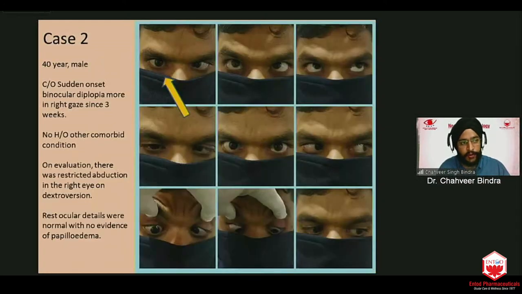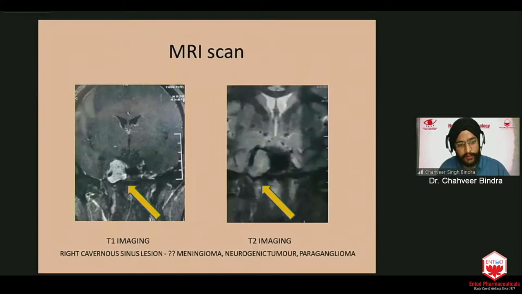Case 2 was a 40-year-old male who came with sudden onset binocular diplopia, more in right gaze, since 3 weeks. There was no history of other comorbid condition, with restricted abduction in the right eye on dextroversion. The other examination findings were normal. We could see in the first frame. The scan again was done, and as has been pointed out earlier, we often see these hidden tumors in the right cavernous lesion.